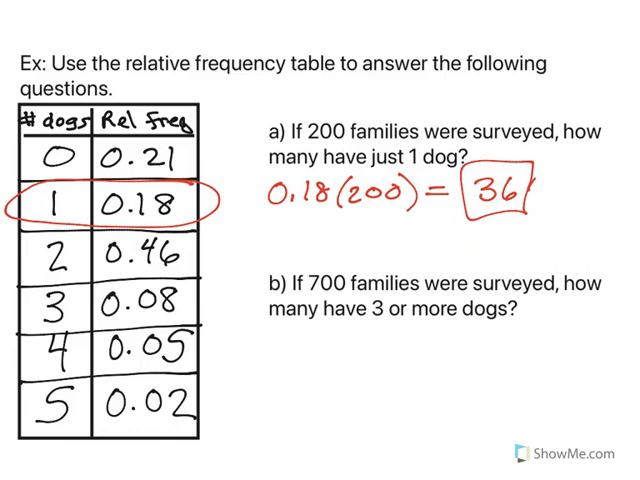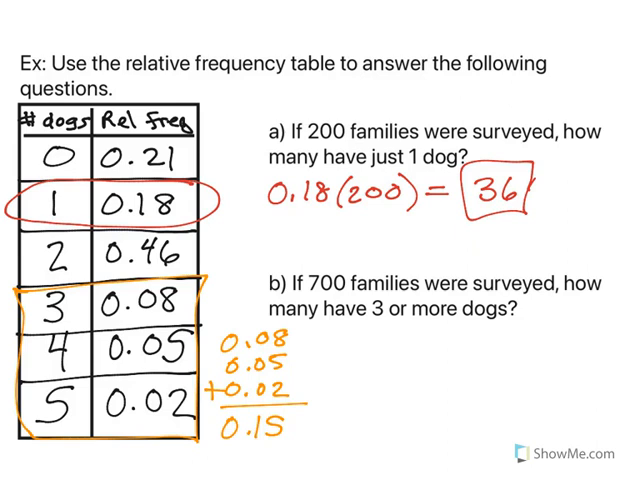Letter B. If 700 families were surveyed, how many would have 3 or more dogs? Well, here's 3 or more. So we're looking at 0.08, 0.05, and 0.02, right? All of these together, because 3 or more is 3, 4, or 5. So when I add these together, I get 0.15.